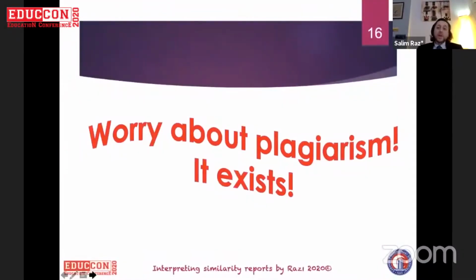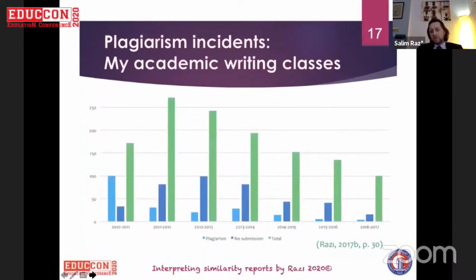Okay, then, do we need to worry about plagiarism? If you're a teacher, this should be a concern for you related to your students' submissions. If you're a student, you need to think about this, because you need to avoid any plagiarism accusations in your assignments or in your publications. I asked this question to myself almost 10 years ago.